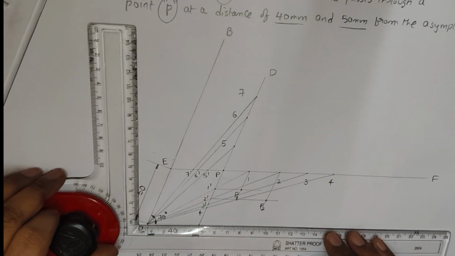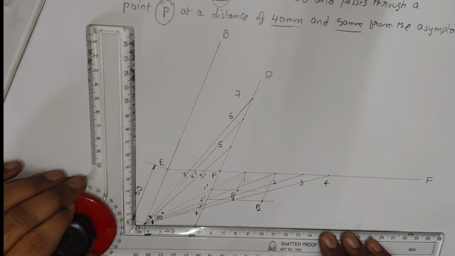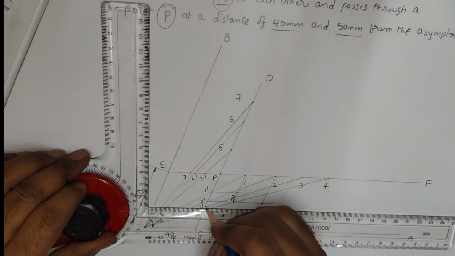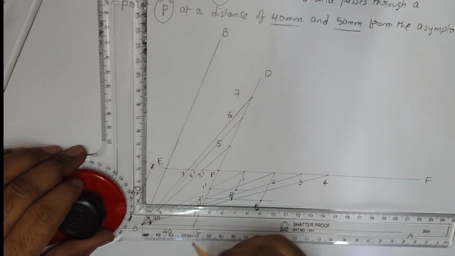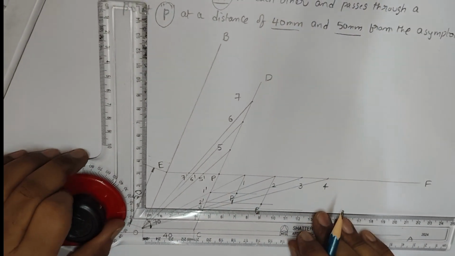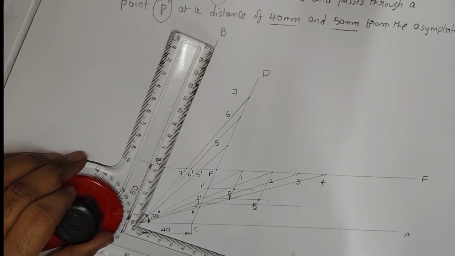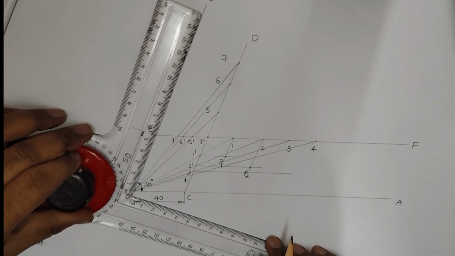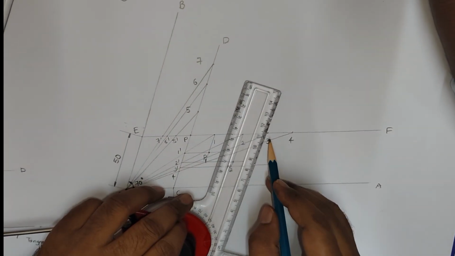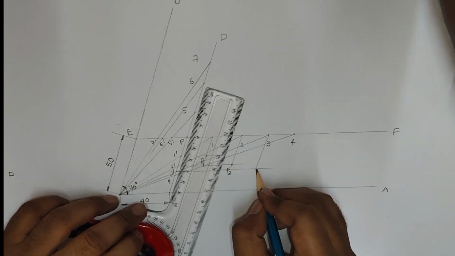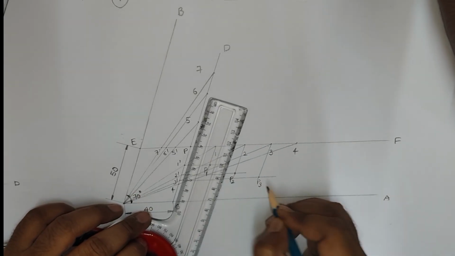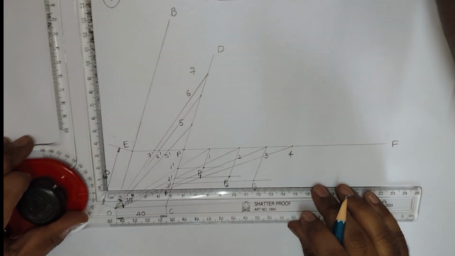Now, similarly, from OA parallel to the OA line, from 3 dash, draw a line. Next, from OB parallel to the OB line, from 3 point, draw a line. Okay, so it will intersect somewhere here. You get the point as P3. Like this, we have to repeat for the next points also.